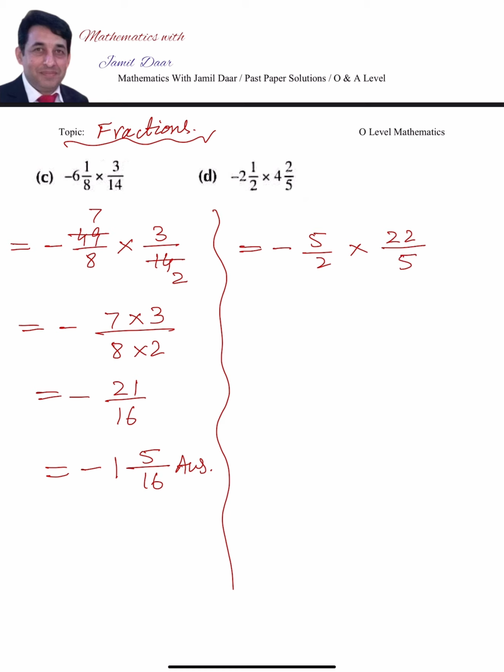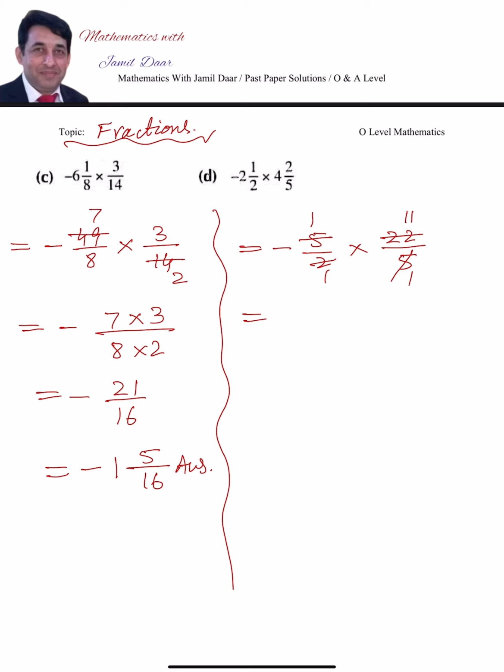Now we'll check which two come in the same times table. 5 ones are 5 and 5 ones are 5. This numerator is cancelable with this denominator, and this denominator is cancelable with this numerator, because 22 comes in the times table of 2. 2 ones are 2, 2 11s are 22, 5 ones are 5, 5 ones are 5.